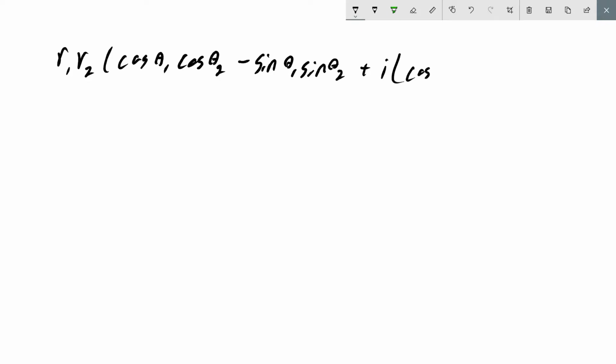So what we'll get is the real and imaginary parts of each. R1 R2 lots of cosine theta 1 cosine theta 2, minus sine theta 1 sine theta 2, plus i lots of cosine theta 1 sine theta 2, plus sine theta 1 cosine theta 2. And now we're going to have to somehow simplify this expression.